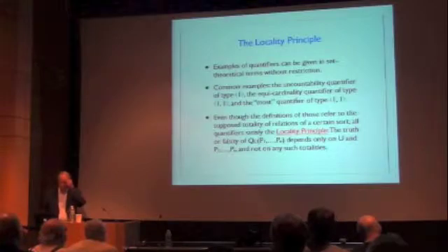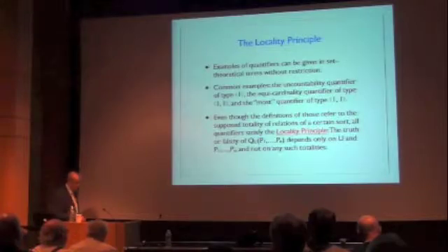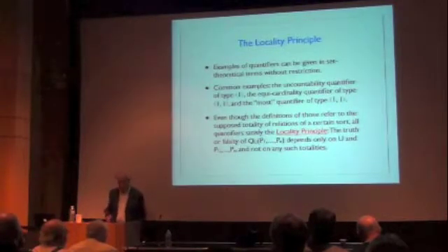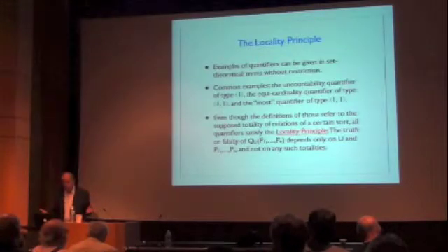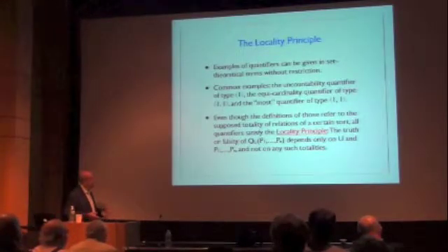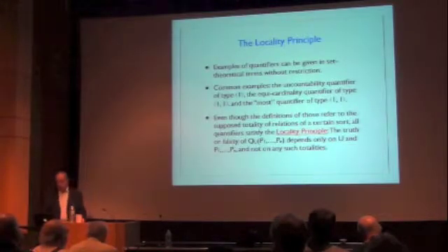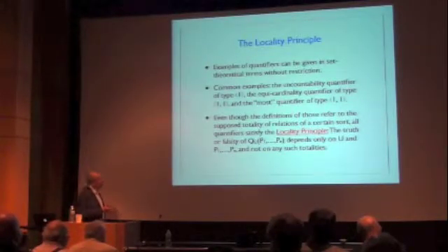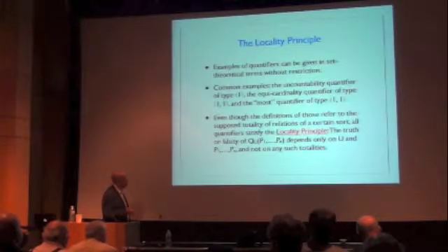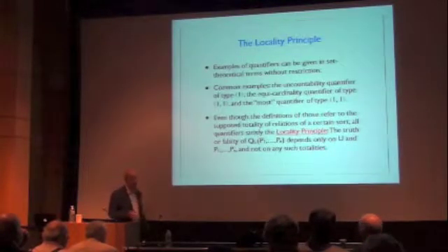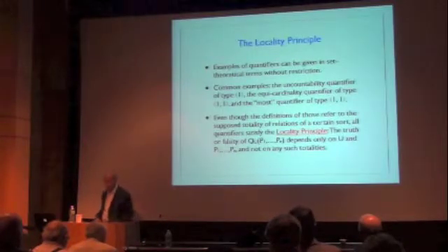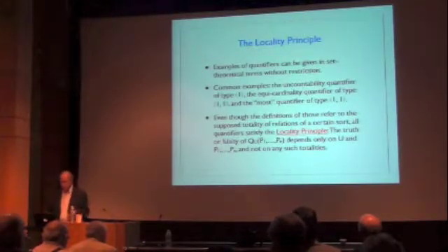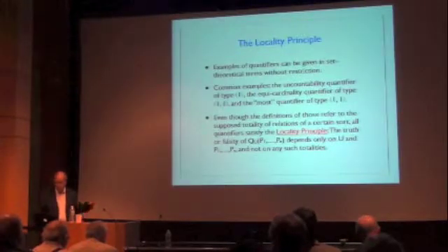Now, even though the definitions of these refer to supposed totalities of relations of a certain sort, namely those needed to explain one-one correspondence and so on, and in terms of arbitrary subsets in order to talk about cardinality, actually, these quantifiers satisfy what I call the locality principle: that the truth or falsity of Q sub U holding at P1 up to Pn depends only on U and P1 up to Pn, and not on any such totalities. Simply, does that combination U with P1 up to Pn belong to the quantifier, that is, the class of relational structures Q?